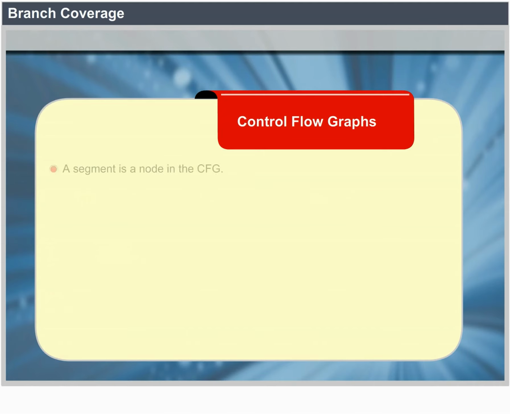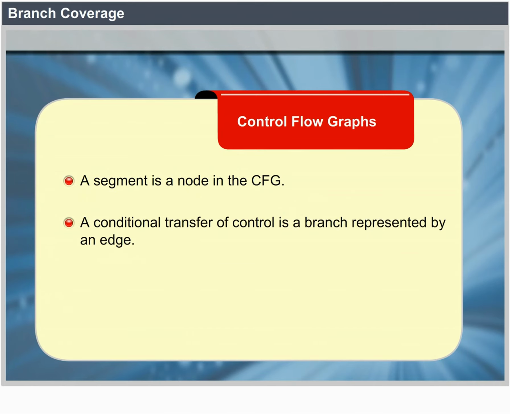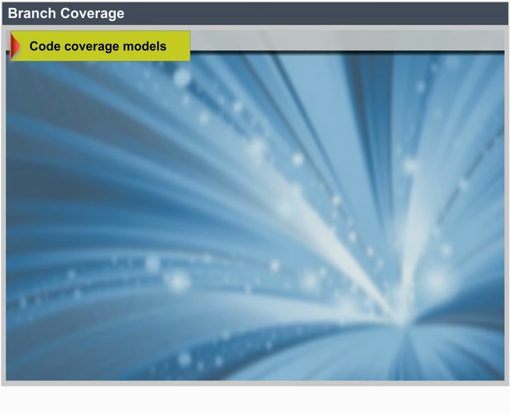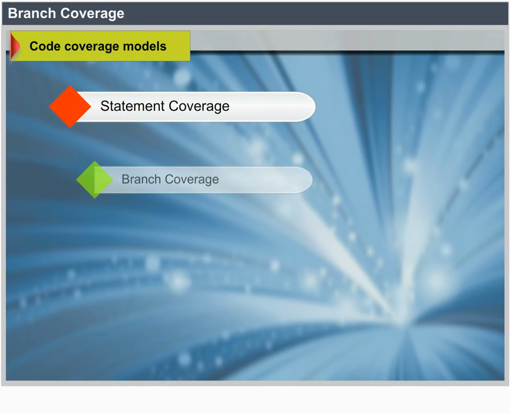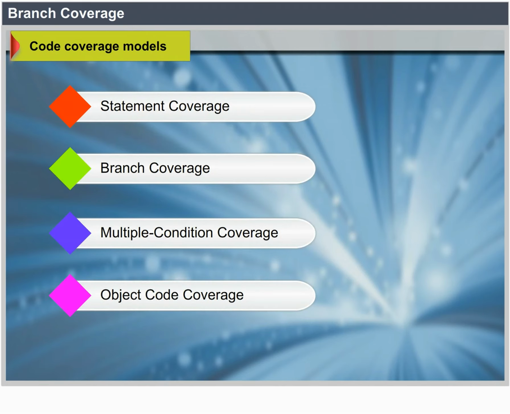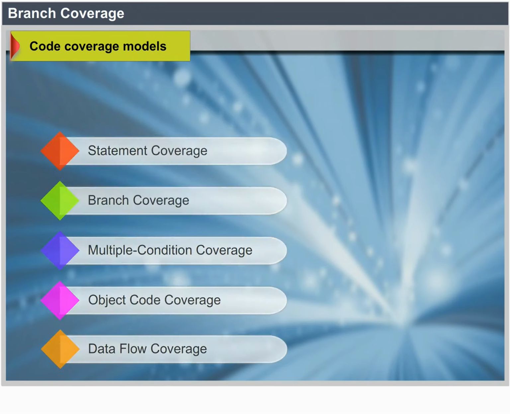Control flow graphs. A segment is a node in the CFG. A conditional transfer of control is a branch, represented by an edge. An entry node represents the entry point to a method. An exit node represents an exit point of a method. Code coverage models: statement coverage, branch coverage, multiple condition coverage, object code coverage, data flow coverage.